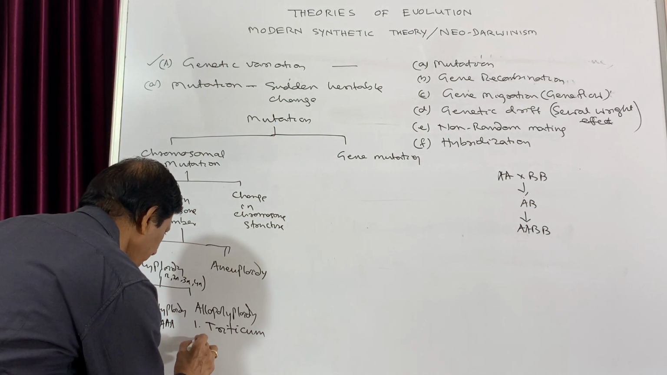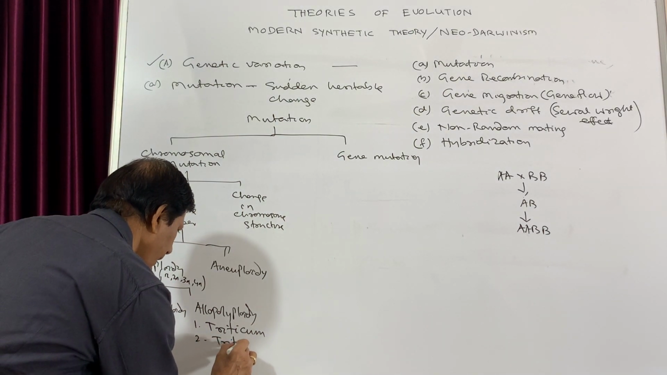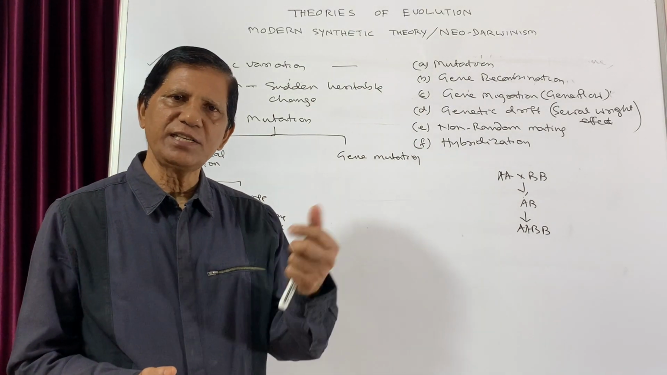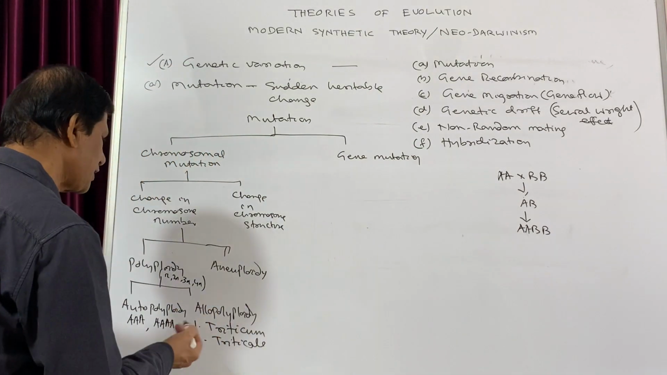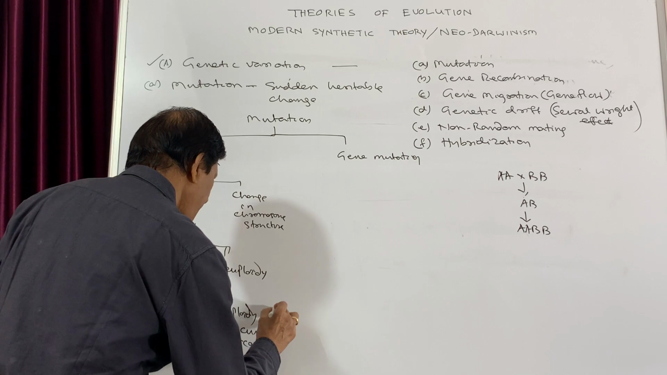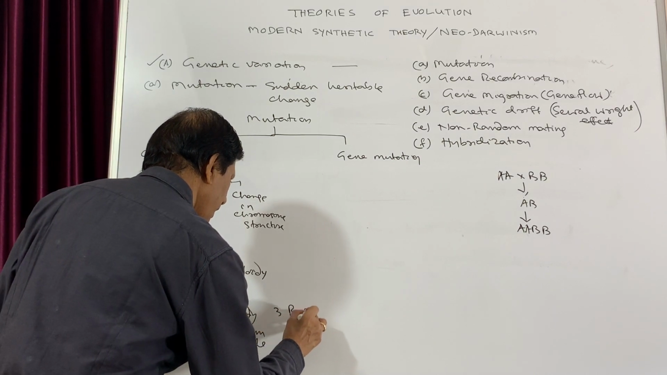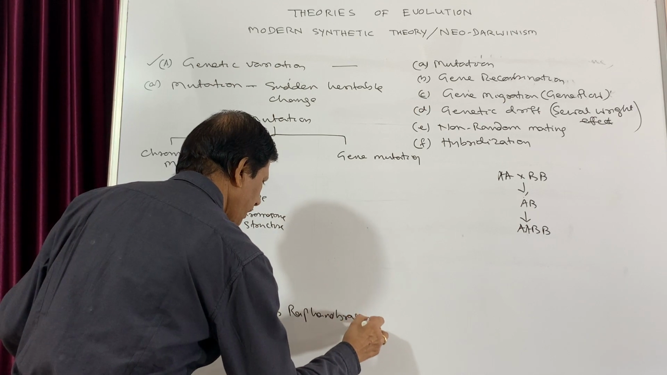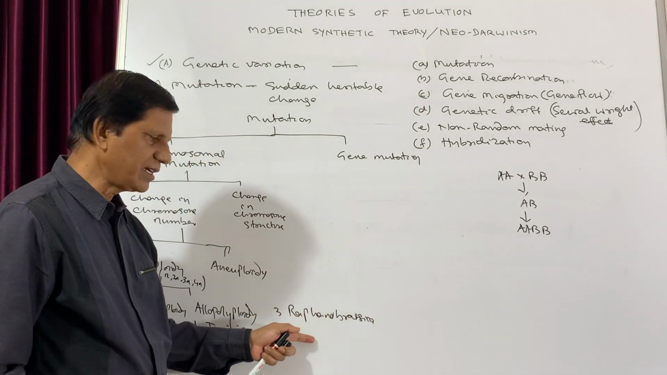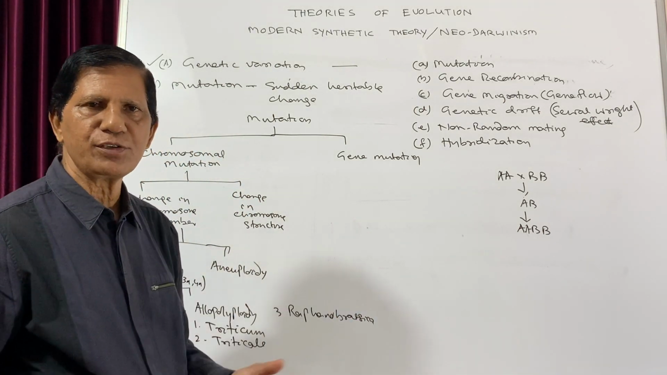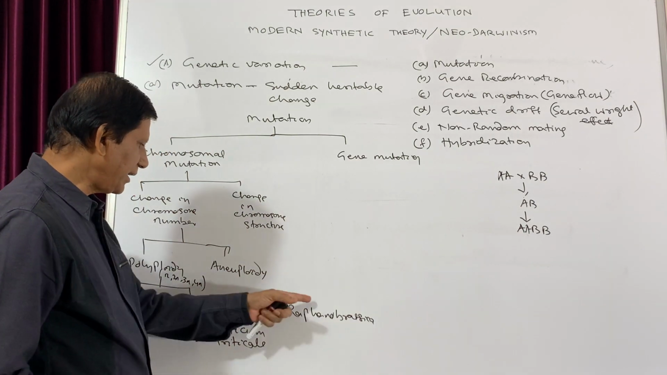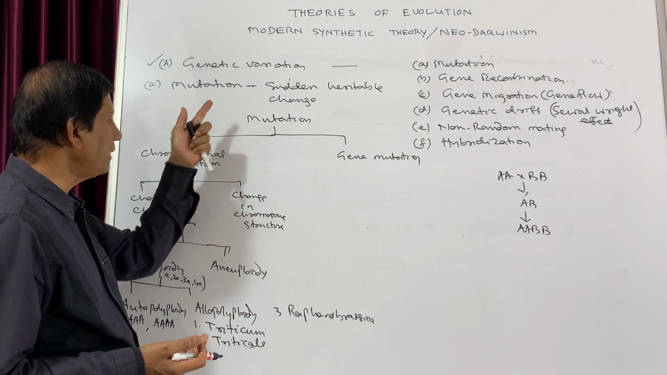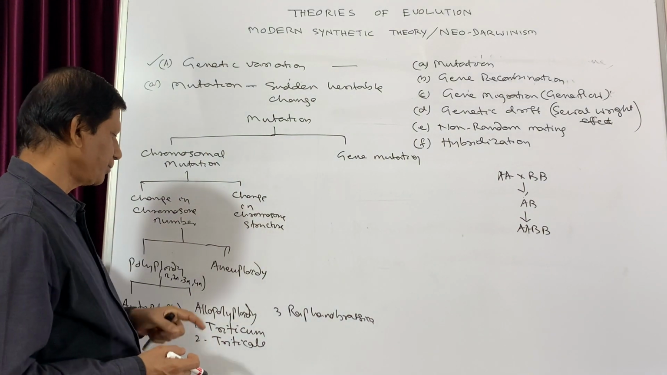Then the second example is Triticale. That is by crossing Triticum aestivum with the cereal rye. Another example is Raphanobrassica. That means a cross between Raphanus sativus, that is radish, and Brassica oleracea, cabbage. So this is how new species have evolved. That plays a very important role in evolution.